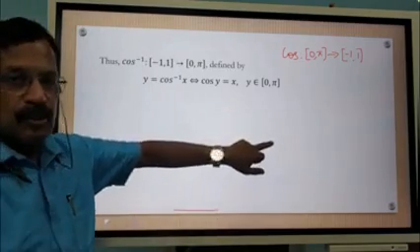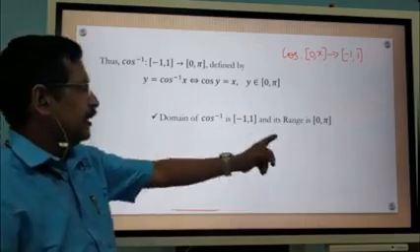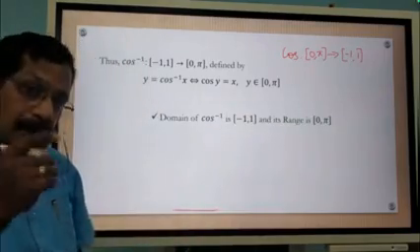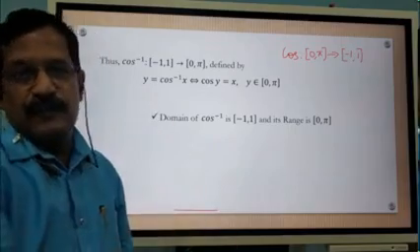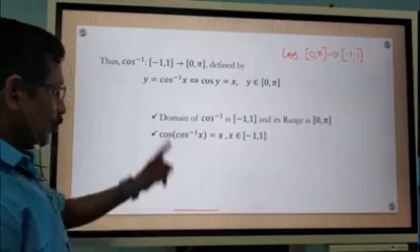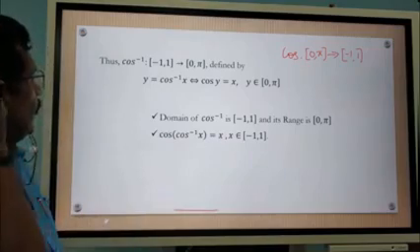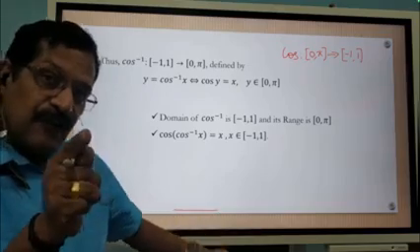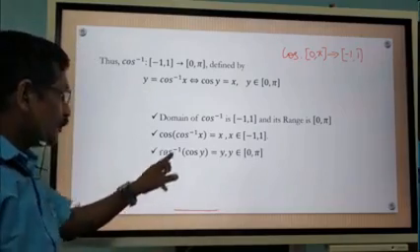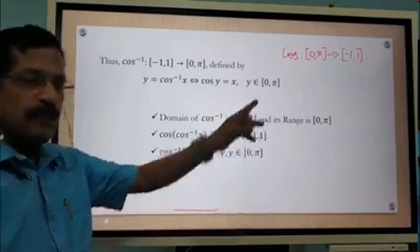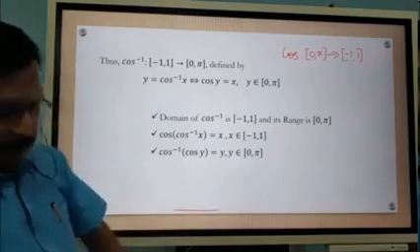Now, some important points. The domain of cos inverse is minus 1 to 1 and the range is 0 to pi. We have the result f composed with f inverse of x is equal to x. In the same way, cos of cos inverse of x is equal to x, where x is an element of minus 1 to 1. In the same way, f inverse of f of y is equal to y. So here, cos inverse of cos y is equal to y, where y is an element of 0 to pi. These are the important points in the case of the cosine function.